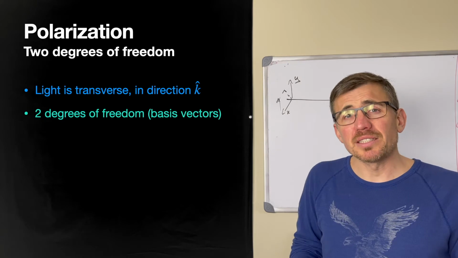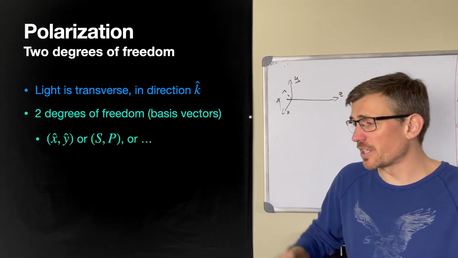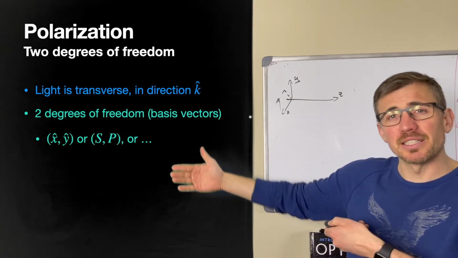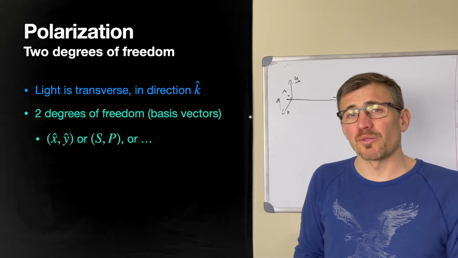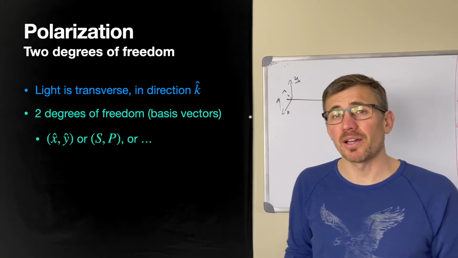So what basis vectors do we choose? Before it made sense to talk about S and P polarization because we had a plane of incidence. But if I just have a beam that's propagating in free space here, there's no plane, there's no reflection that happens anywhere. So what basis should I choose? Should I use S and P, and how would I define those?